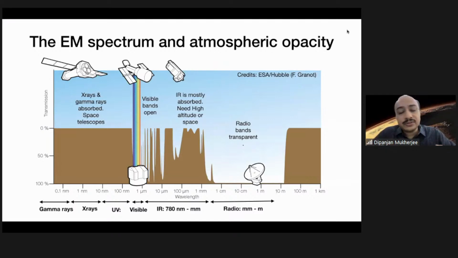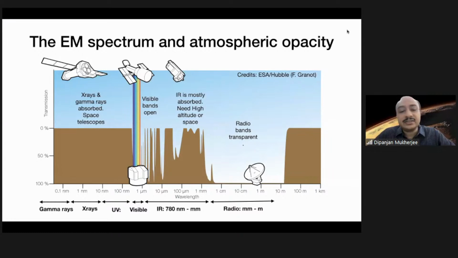At which of these frequencies or wavelengths are we actually able to see the emission right down from the surface of the Earth, and which of these are actually absorbed in our atmosphere? This completely changes how we plan to observe these kinds of systems.